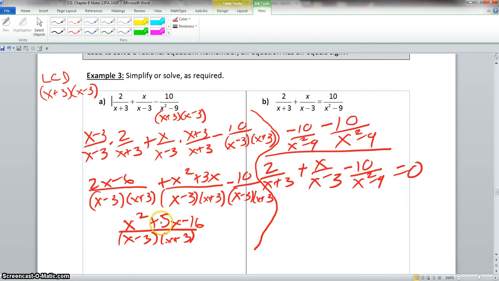Now, if we look here, we have x squared plus 5x minus 16. Now, we cannot do anything else with this problem. So our final answer would be x squared plus 5x minus 16 all over (x minus 3)(x plus 3). That'll be our final answer for A.